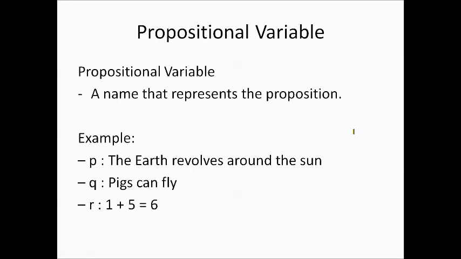So propositional variable. This is a name that represents the proposition. So for example, again, we are using P, Q, R, S for denoting a proposition. Remember? So P, the earth revolves around the sun. Q, pigs can fly. And then R, 1 plus 5 is equal to 6. So again, that is called propositional variables.